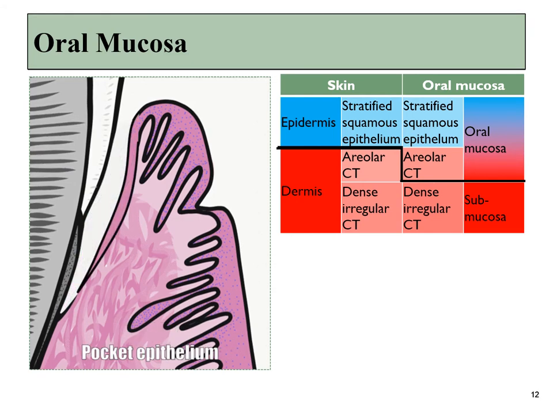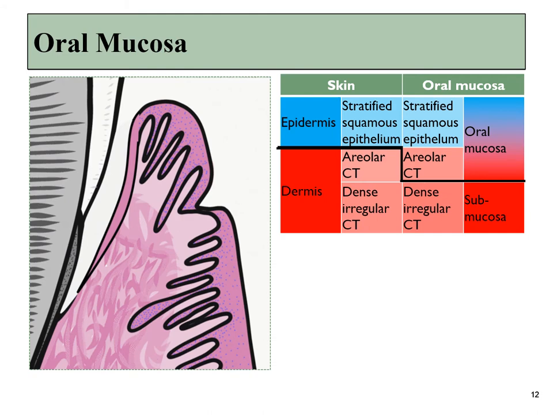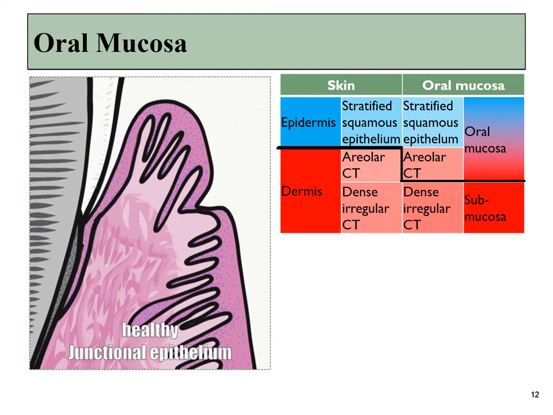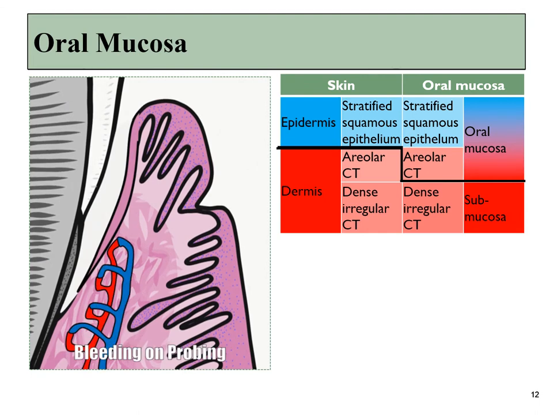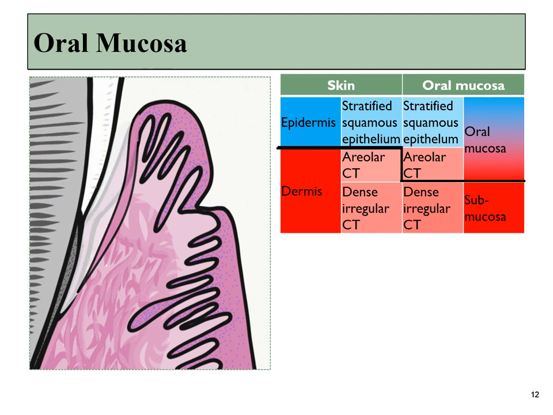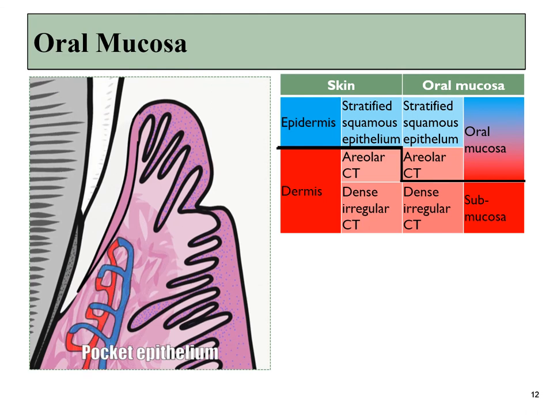That's because the skin and the oral cavity share the same family members. However, we've divided up their children a little bit differently. We say that the stratified squamous epithelium and the areolar connective tissue both belong to the oral mucosa, and that the dense irregular connective tissue would be considered part of the submucosa.